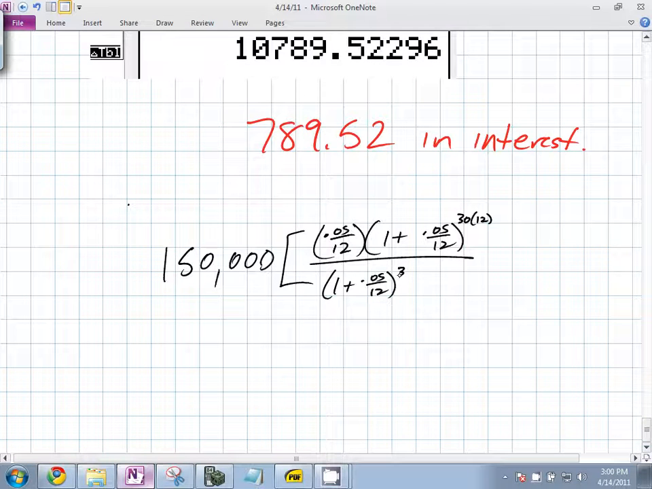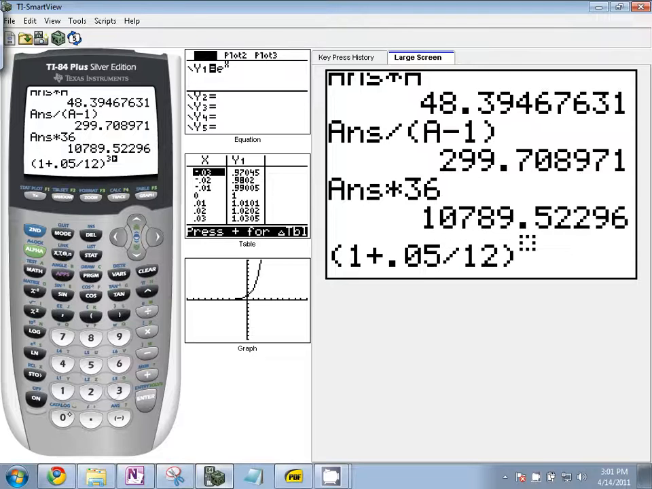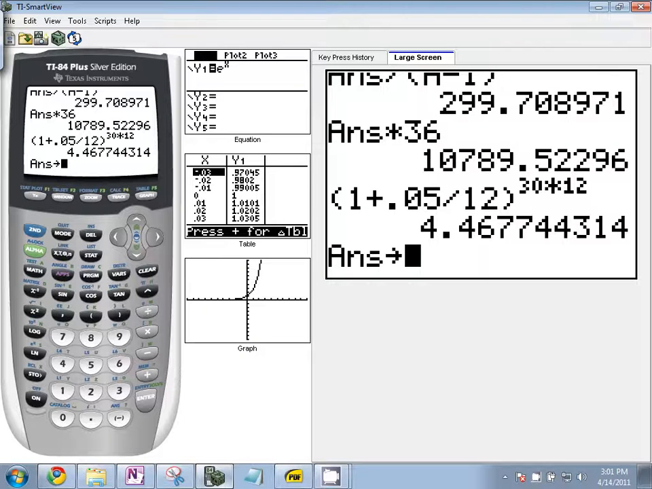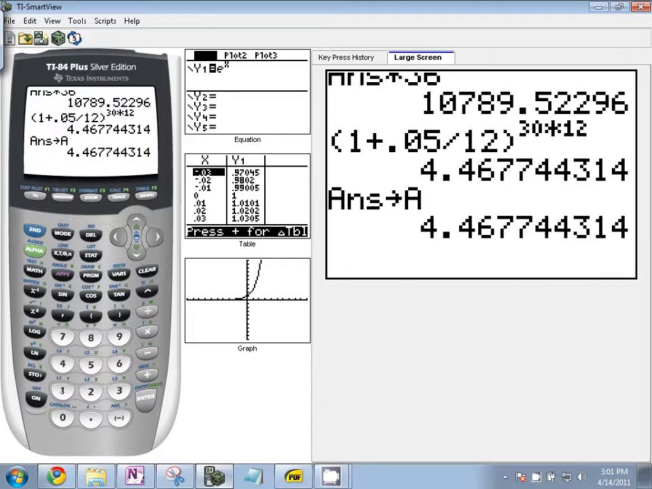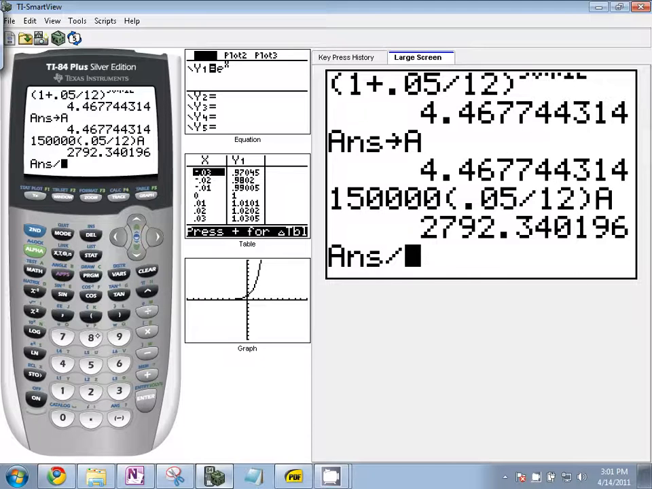So we're going to do the same exact thing. 1 plus 0.05 divided by 12. What are we raising it to? 30 times 12. And we're going to store that as A. We okay with that? So now we're going to do 150,000 times 0.05 divided by 12 times A, right? And what do we divide that by? A minus 1. So what do we end up for a monthly payment?